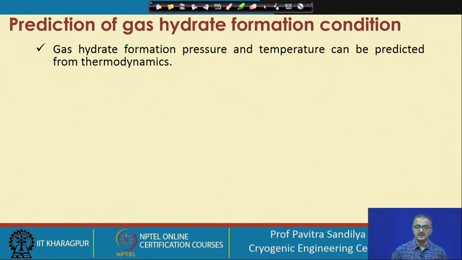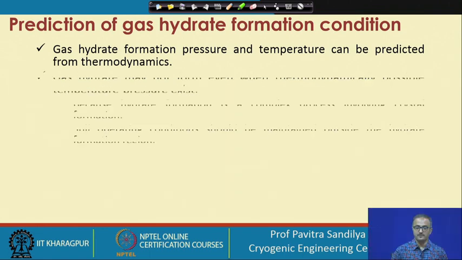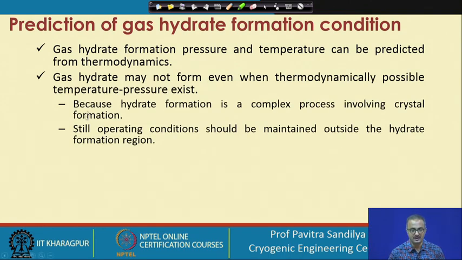Now, there are various ways of predicting the gas hydrate formation condition. For gas hydrate formation, we want to know the pressure and temperature, or for a given pressure what would be the temperature, or vice versa. Now, gas hydrate may not form, as I was telling you, even if we have the thermodynamically favorable condition. Why? Because hydrate formation is a very complex process which involves crystal formation, and crystal formation, we know, is not an easy task.